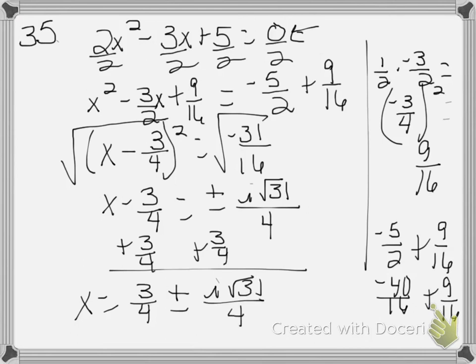Now you can leave it like that, or you can put it all over one denominator. Leaving it like that is just fine with me. That's the end of section 5.5, completing the square.